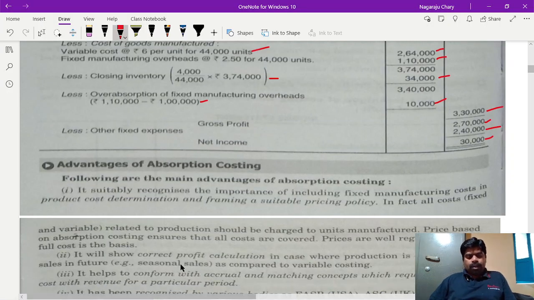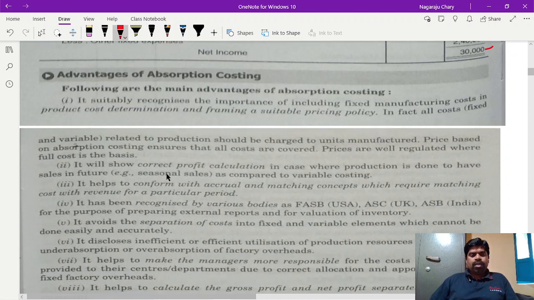Then we will discuss the advantages of absorption costing. It suitably recognizes the importance of including fixed manufacturing cost in production cost determination and framing a suitable pricing policy. In fact, all costs, meaning the total fixed and variable costs related to production, should be charged to units manufactured. Price based on absorption costing ensures that all costs are covered. Prices are well regulated where full cost is the basis.